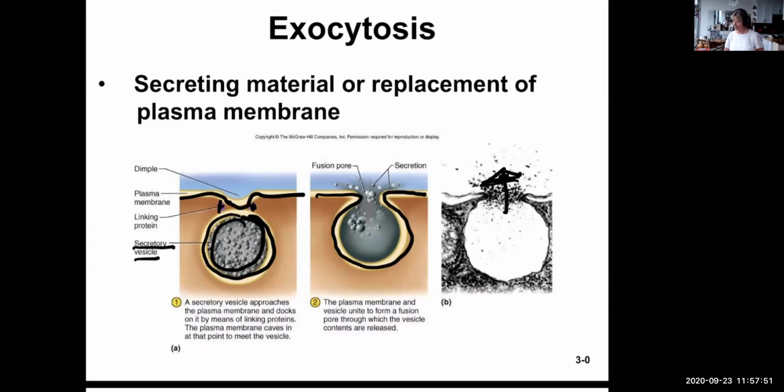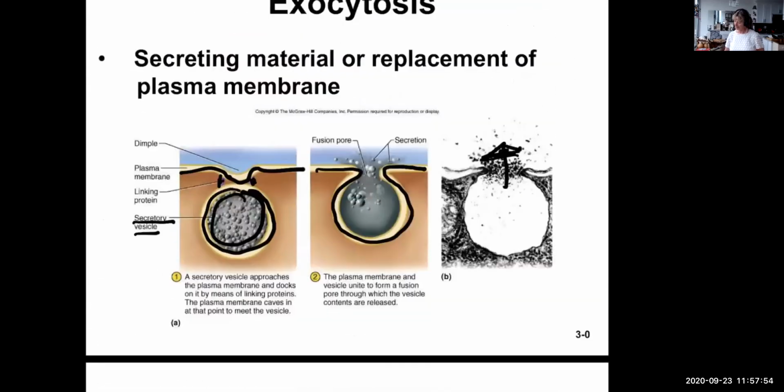That's exocytosis. So I'd like to end now.